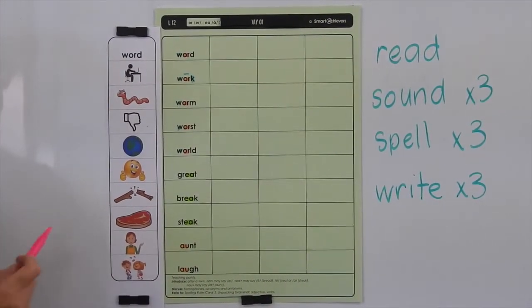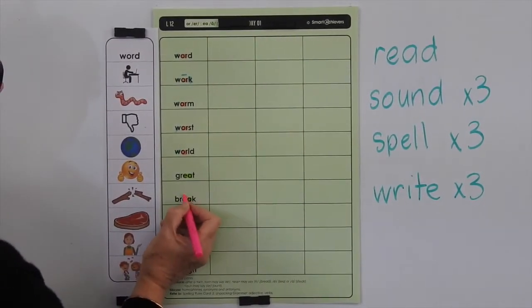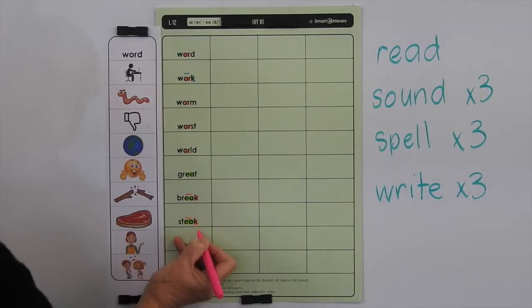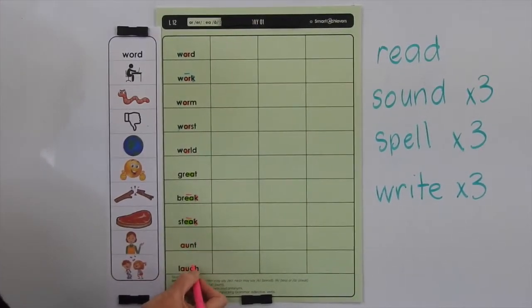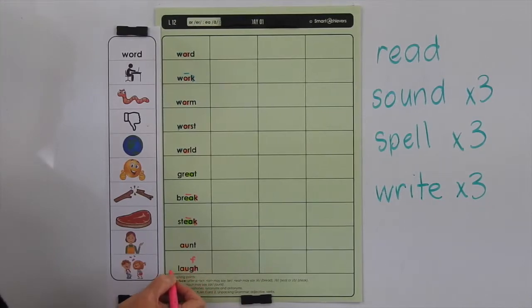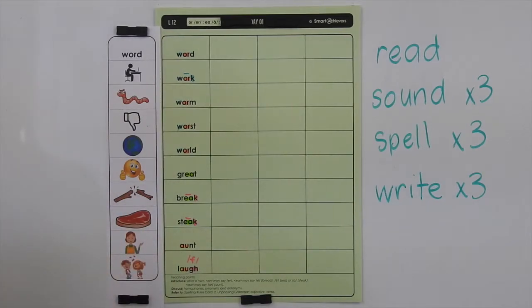Then let's have a look down here. Great, break, steak. Okay, we've got a long vowel sound and a K, long vowel sound and a K. Aunt and laugh. So we know the GH can make the sound. There's not many words where we use a GH for the sound, but this is one of them, laugh. Okay, let's go back and see what these words mean now.